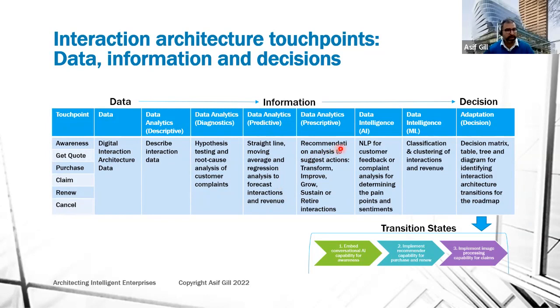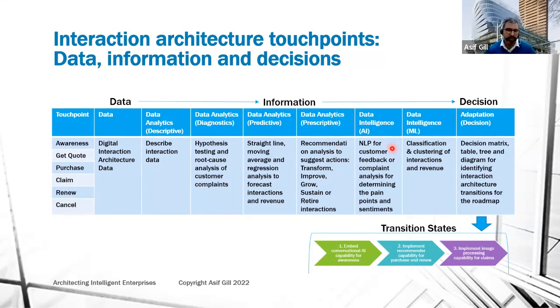And then there's analytics from a prescriptive point of view, where you can use a recommendation engine or something to suggest actions for transforming, improving, growing, sustaining, or retiring an interaction: certain interactions you want to keep doing, certain interactions you don't want to do, certain new interactions you're going to evolve, or certain interactions you're going to improve using different things. That's really the prescriptive analytics you apply.